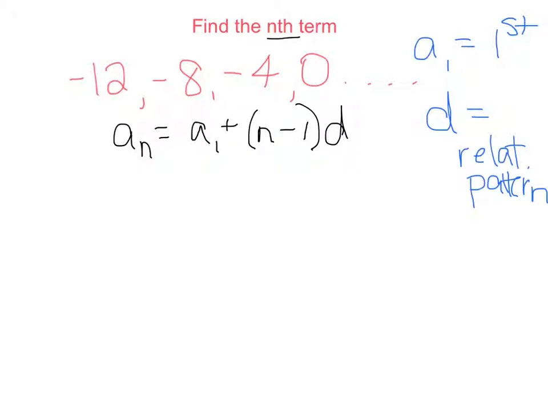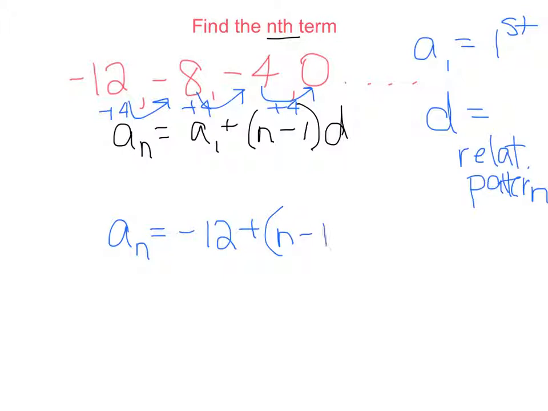So let's look at this example. We have negative 12, negative 8, negative 4, and 0. The pattern between each of those is we are adding 4 to each one. So if we follow our formula, a_n equals a_1, which is my first term, so negative 12, plus (n minus 1) times the pattern, which is plus 4.